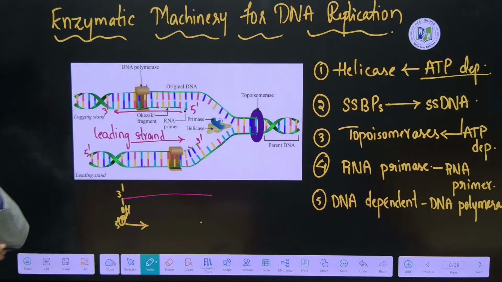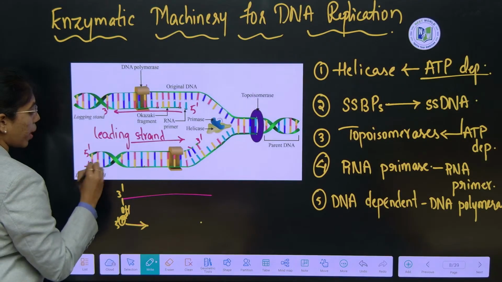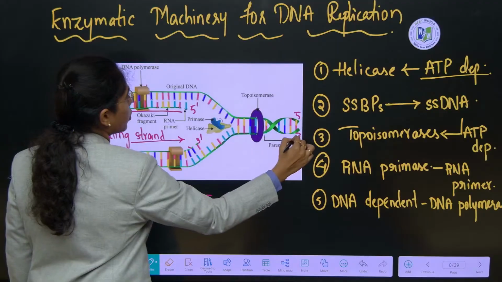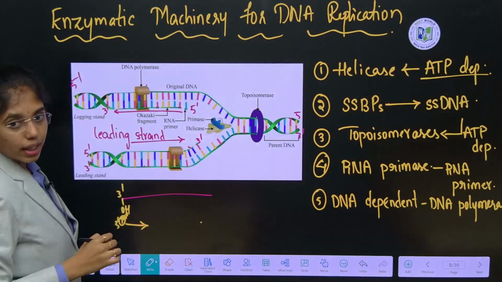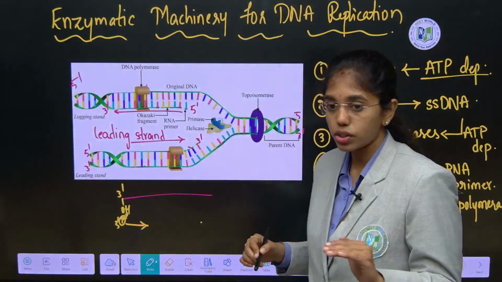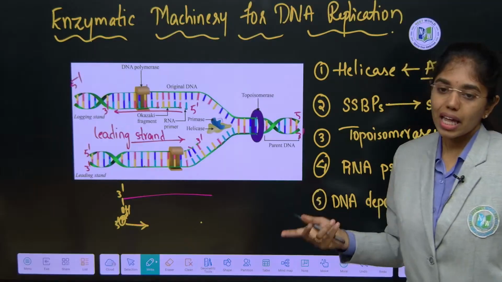Synthesis is always from 5 prime to 3 prime. Now, the template strand you see here is from 3 prime to 5 prime, and here also it is from 3 prime to 5 prime. The strand which is synthesized towards the replication fork is the leading strand, and the one which is synthesized away from the replication fork is the lagging strand.